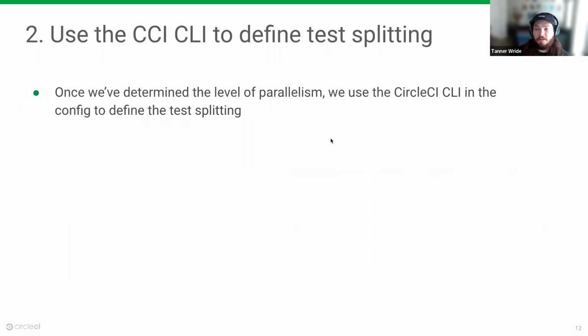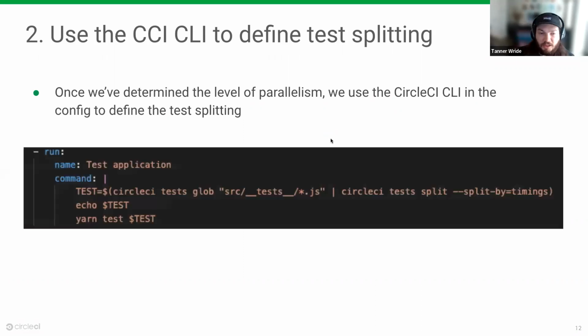All right, so once we've determined the level of parallelism, we use the CircleCI CLI in the configuration file to define the test splitting. So in that last screenshot, we said, okay, we've got 5 parallel nodes running. Now I want to tell you what tests to distribute across these and how. So this CircleCI command line command consists of 2 steps, really. And the first step is to provide CircleCI with a list of tests by class name or by file name, and then determining the method of splitting.